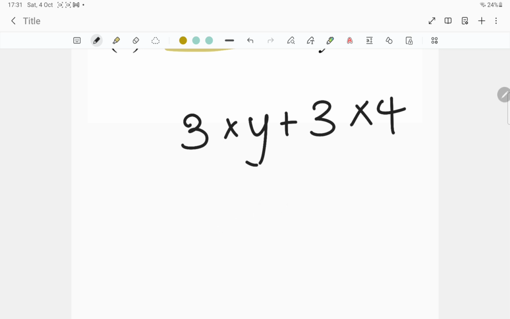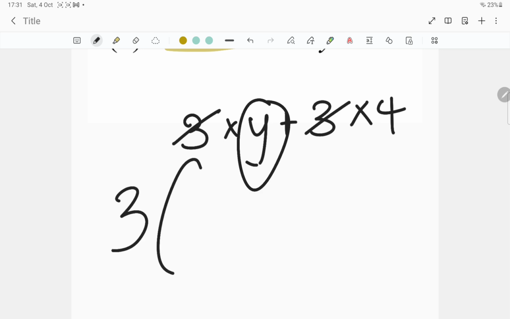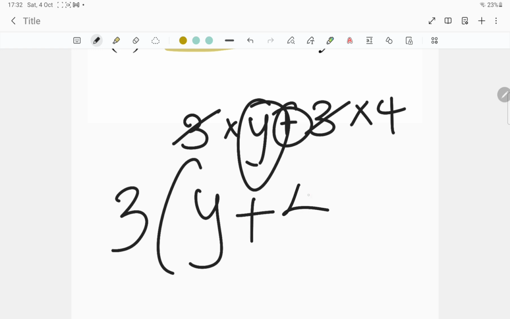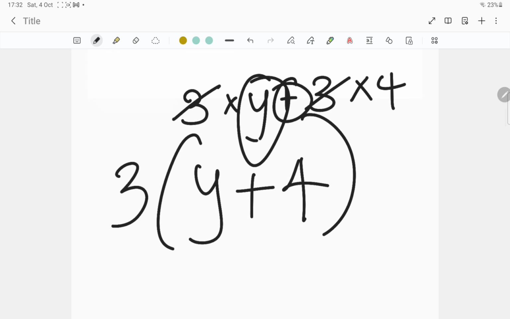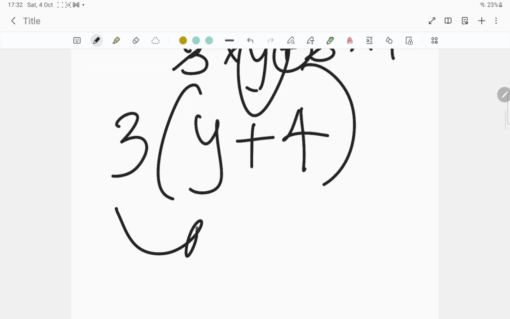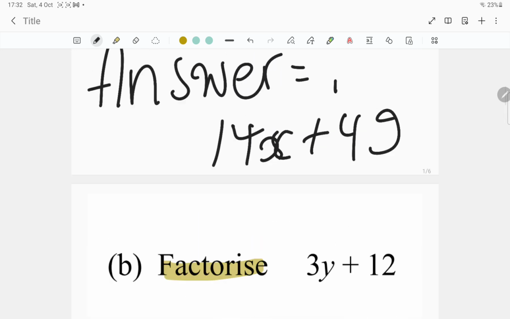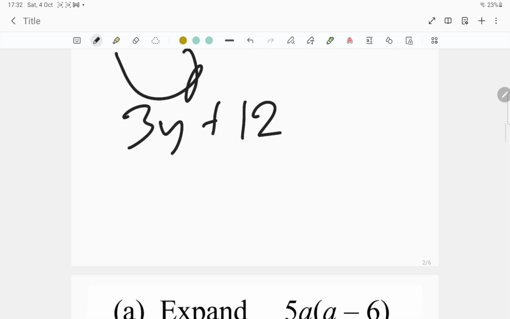And then we can just cancel these out now. So the 3, I'm going to put that outside, because it cancels each other out. We've got the y left, and we've got the plus sign and the 4. Perfect. That's the answer. We can always check it. 3 times y equals 3y. 3 times 4 equals 12. Add the 12. Let's see if it's the same. Perfect. It is the same. That's how we do it.